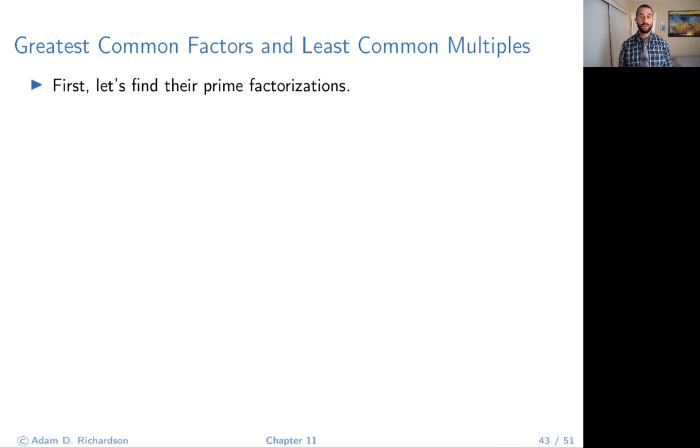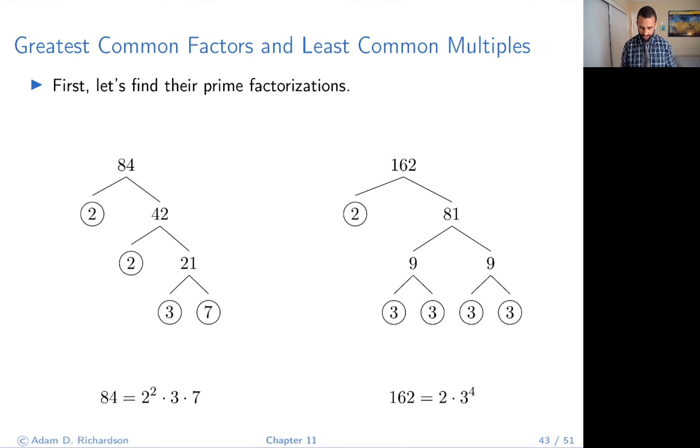So let's find their prime factorizations. I went ahead and did that already. Here's the prime factorization for 84. You're going to end up with 2 squared times 3 times 7. So that means you need 2 2's, 1 3, and 1 7 to make the number 84. And 162 comes out to 2 times 3 to the fourth. So you need one factor of 2 and 4 factors of 3 if you want to make the number 162.